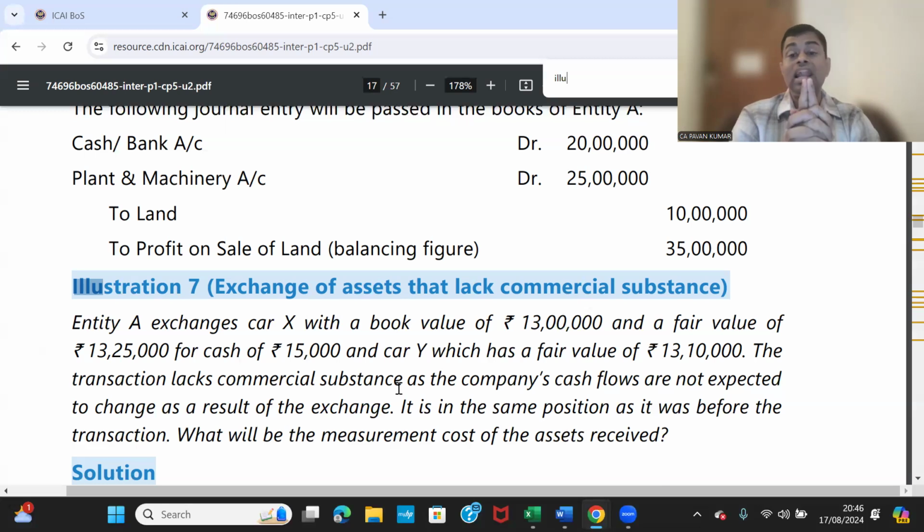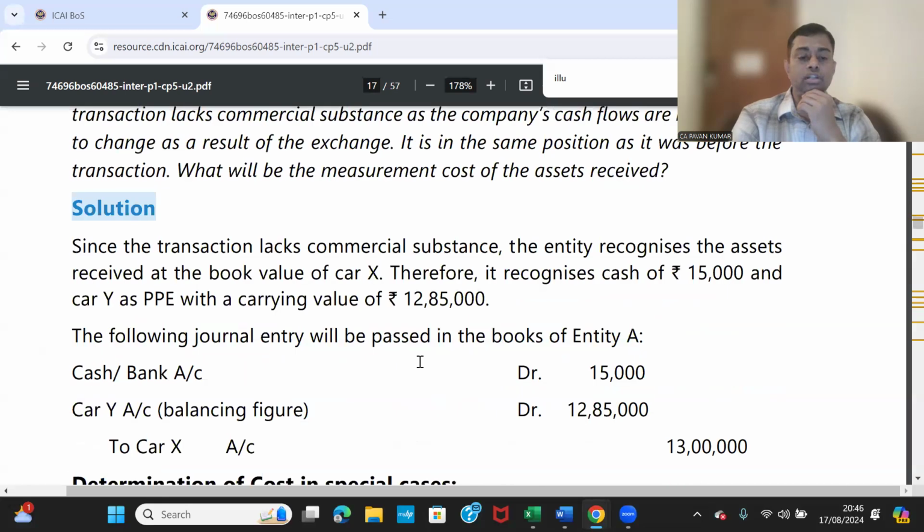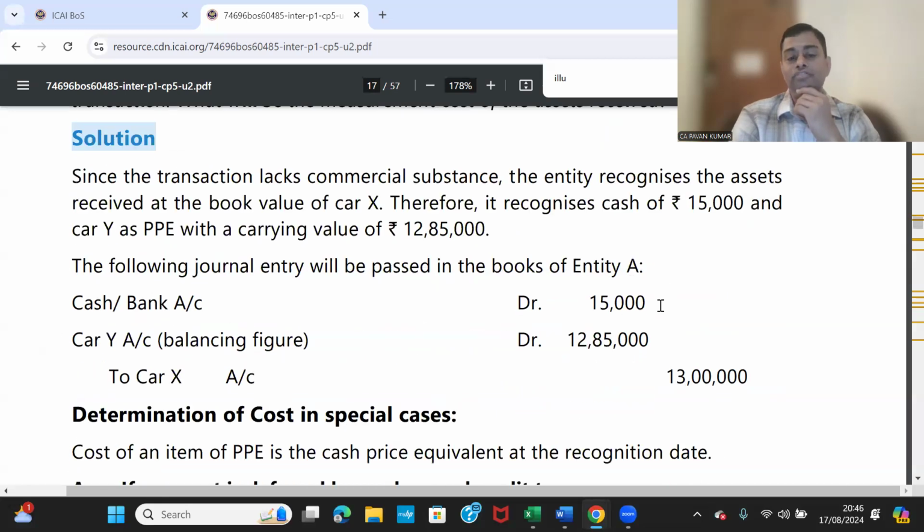So if this lacks commercial substance, book value 13 lakhs is important, cash 15,000 is important, but the fair value of the asset given, 13 lakhs 25,000, is not important. The fair value of the asset taken, 13 lakhs 10,000, is not important. You exchange a car of 13 lakhs with a different car and you gave 15,000. That's it. Book value 13 lakhs, 15,000. Look at the transaction. Cash account debit 15,000 to car account 13 lakhs, the car given up. You gave a car of 13 lakhs, book value 13 lakhs, so you'll write the book value.